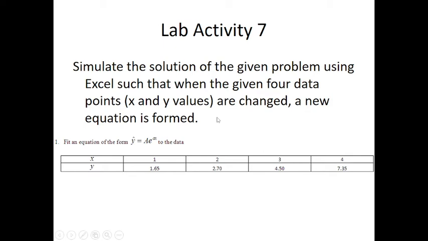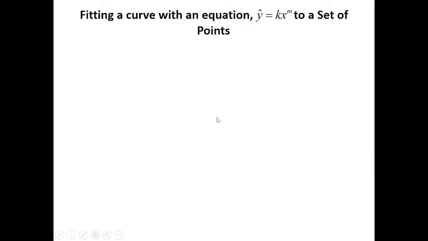Hello everyone. So we continue our lesson now. We're now on part 3 of our topic on curve fittings.